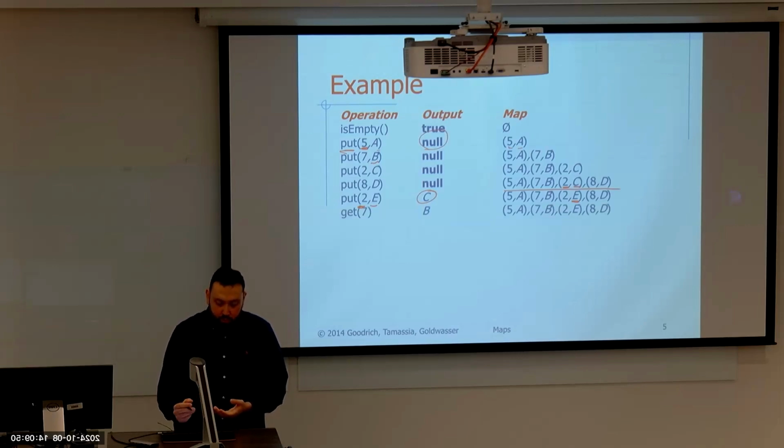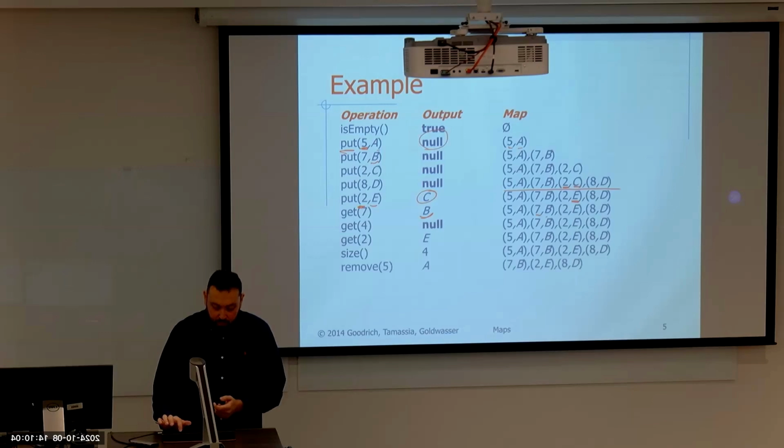Then get, what's going to happen if I go to 7? It doesn't delete it. It just gives me the value of the key 7. The remove will actually delete it. So these are two different ones, remove and get.